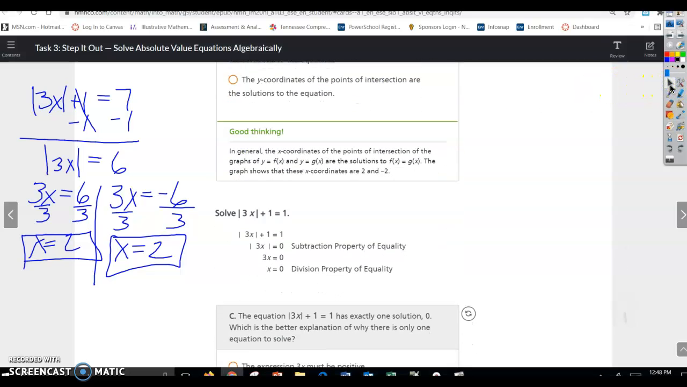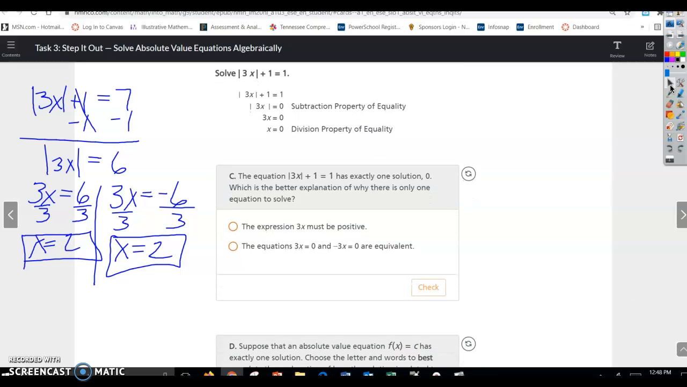All right, let's look at the next question here. The equation absolute value of 3x plus 1 equals 1 has exactly one solution, 0. Which is the better explanation of why there is only one equation to solve? Because you don't have a plus or minus 0. So that would be why you don't have 2.